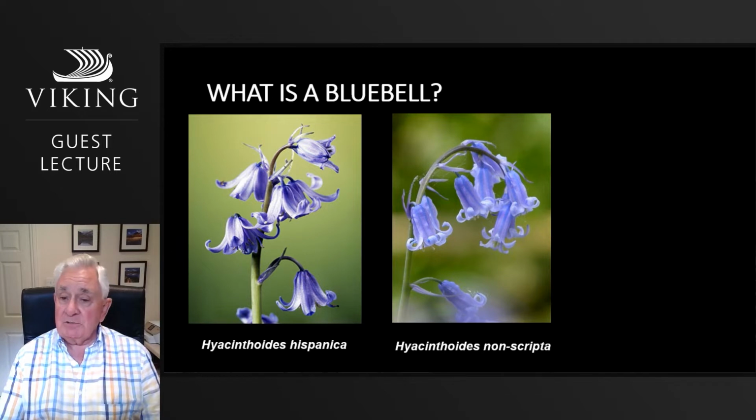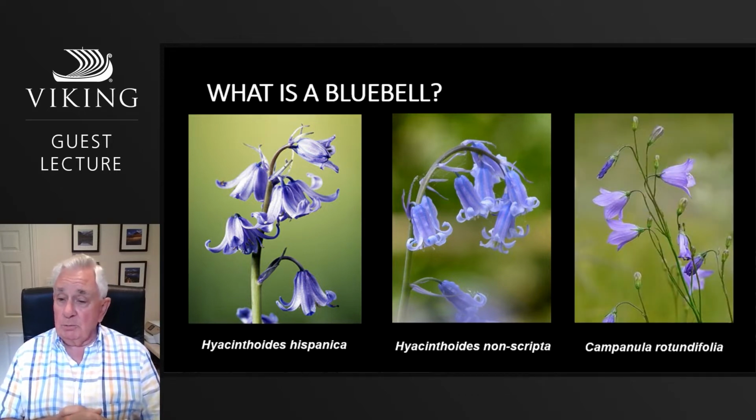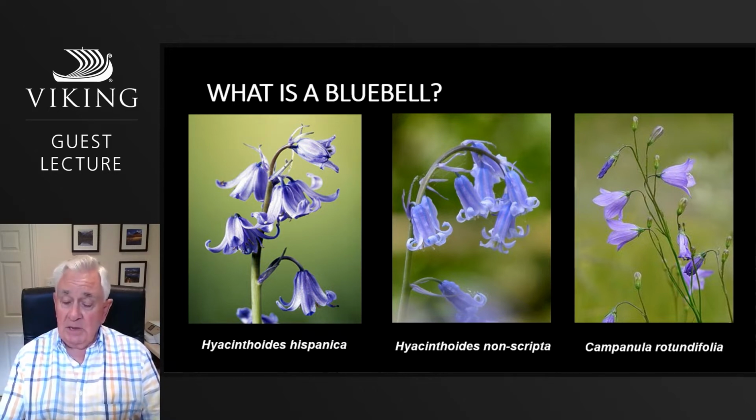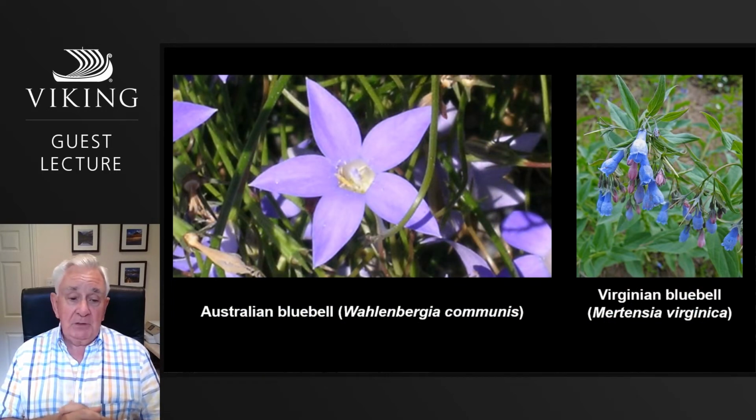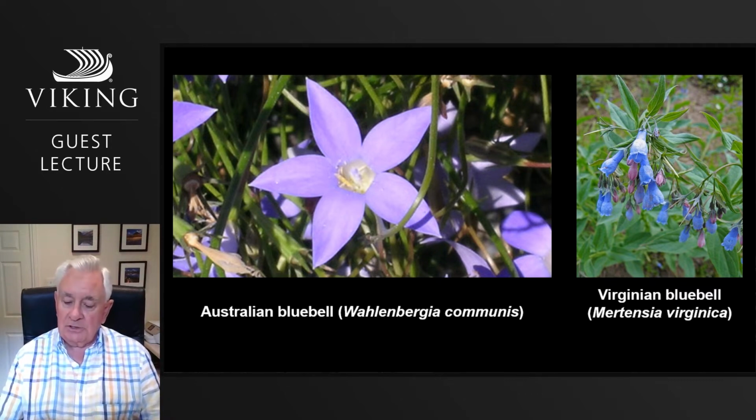But if you go to my native Scotland, the plant that we call the bluebell is something totally different. It's this one called Campanula rotundifolia. And to make matters more complicated, if you go to Australia, you'll see the plant there on the left, Wahlenbergia, that's the Australian bluebell. But in North America, you have the Virginian bluebell, Mertensia virginica. So if someone talks about a bluebell, we don't actually know what is the plant they are talking about. It could be any one of these.